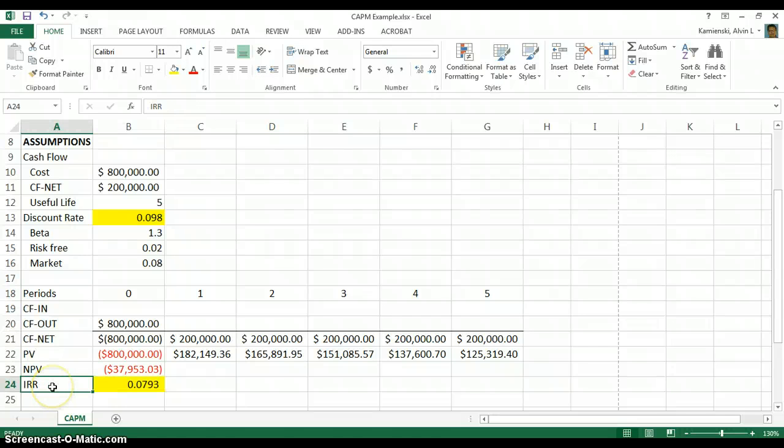7.93%. So, by using the capital asset pricing model, we are first able to determine that a project with this risk should offer us 9.8%. When we compare that to the IRR of 7.93%, we see that our alternative is clearly the better choice. That's also corroborated by this negative NPV number, which tells us now twice over that this project is not worth pursuing.